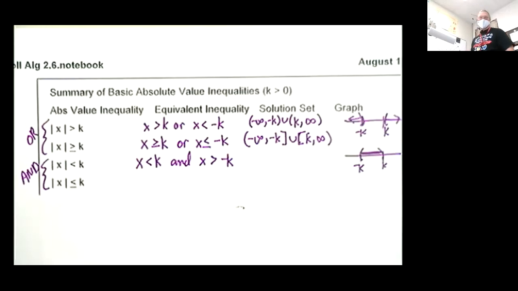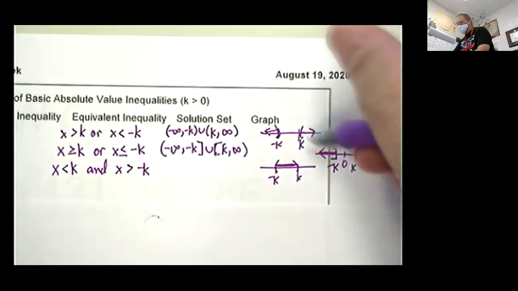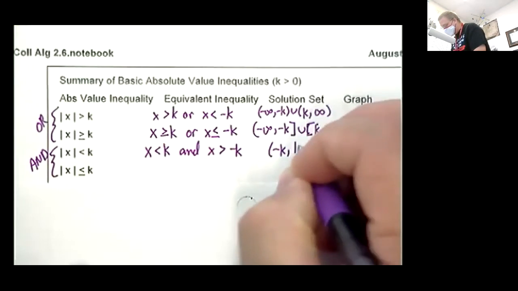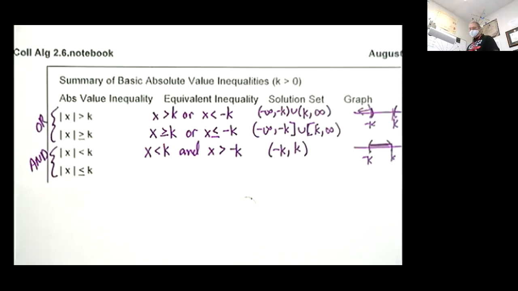There is our and graph. So you notice the graphs match what I said earlier. The first two are ORs. This is an and. So therefore, the interval has to be between negative k and k. The last option, same thing.